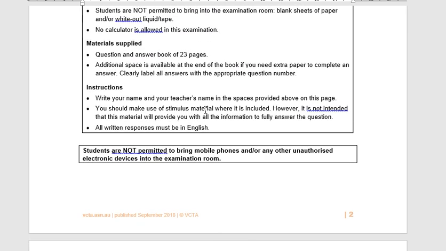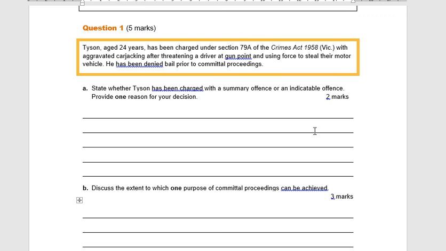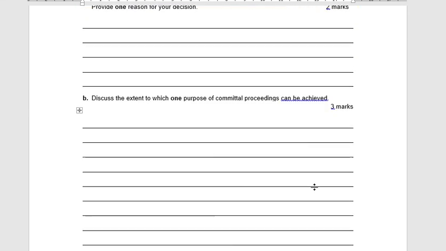Now, I know I've kind of exhausted my reading time now, but obviously I've had to talk you through it a little bit, talk you through my thinking. So I'm going to just take another minute to go into step 3 of my process, and that is to think about exactly what I'm going to write. State whether Tyson has been charged with a summary offence or an indictable offence. Okay, this one's pretty easy. Tyson has been charged with an indictable offence. We can see this because the case contains committal proceedings, and committal proceedings only occur in an indictable offence. So that's exactly what I'm going to write for that question.